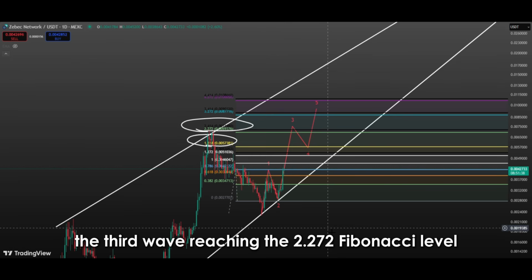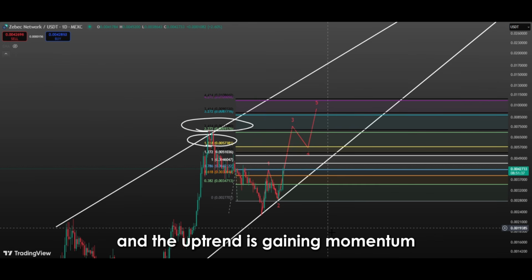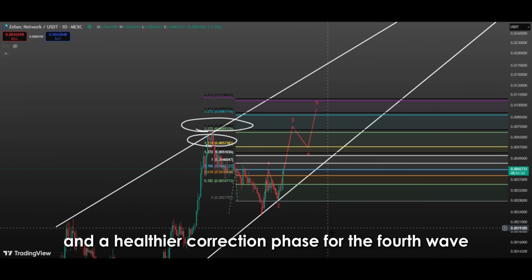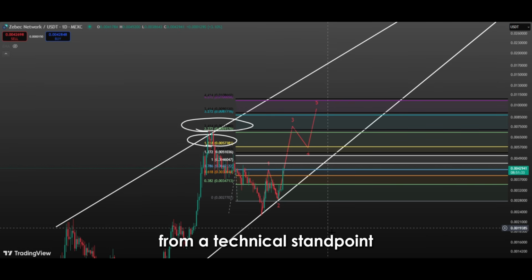Furthermore, the third wave reaching the 2.272 Fibonacci level indicates that market sentiment is highly positive and the uptrend is gaining momentum. Such movement reflects not only speculative behavior, but also a structurally supported rally. In this scenario, investors anticipate a new price peak and a healthier correction phase for the fourth wave. This maintains the integrity of the overall structure from a technical standpoint and builds investor confidence.